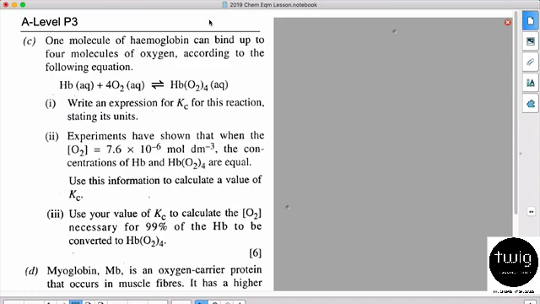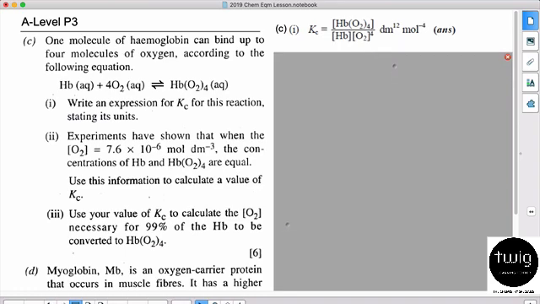Okay, write the expression for Kc. So this one not a problem. Write an expression for Kc. The unit is mol^-4 dm^12. Okay, this one I expect everybody to be able to do it.